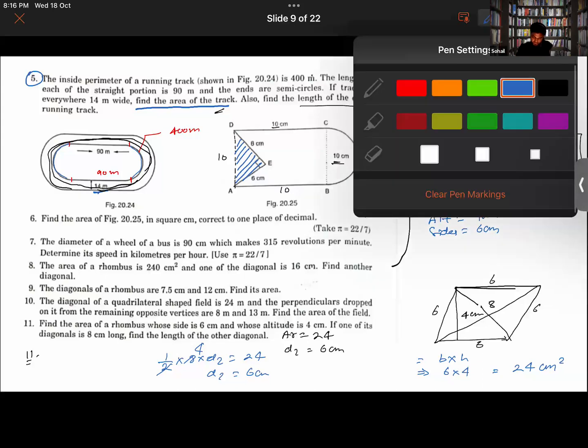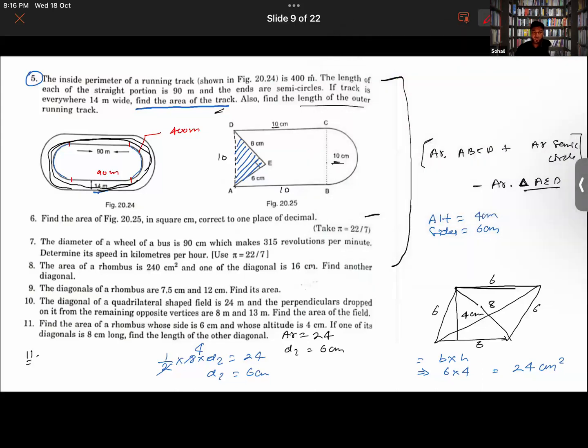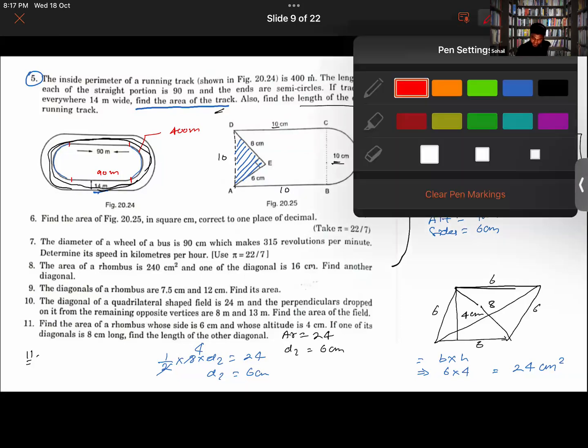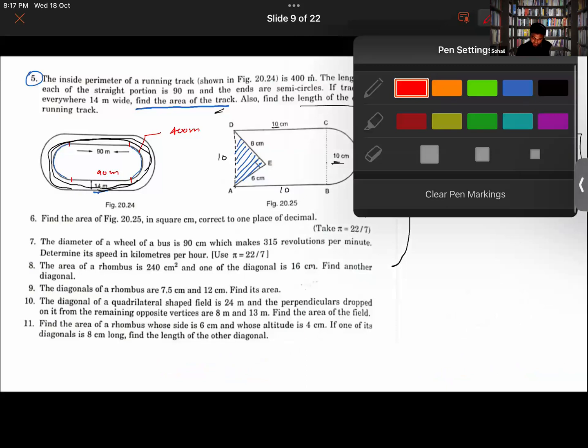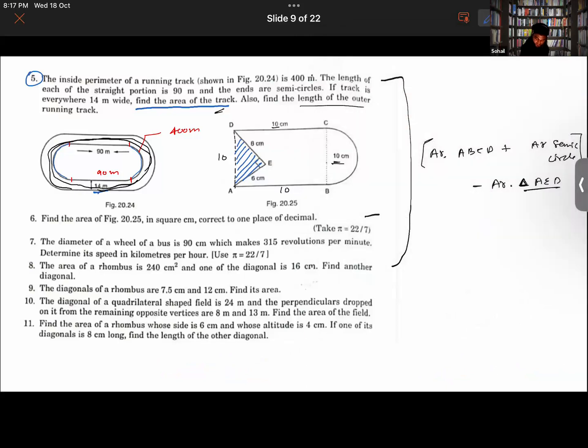Arham, did you solve question number 10? Yes, sir. 252 square meter. Okay, let's discuss that one as well. Arhan, would you like to discuss that one or shall we move ahead? Sir, we can discuss question number 10. Okay, let's discuss the question.